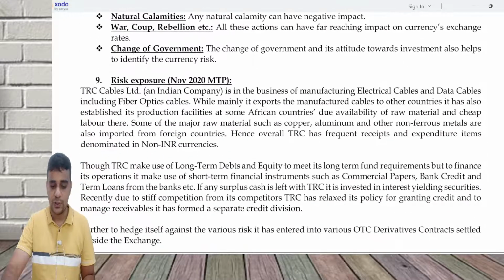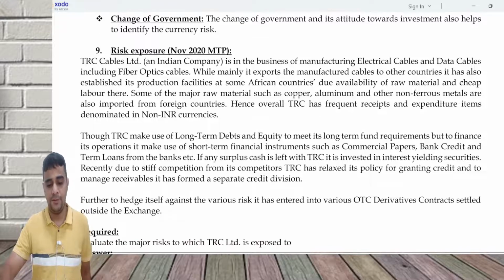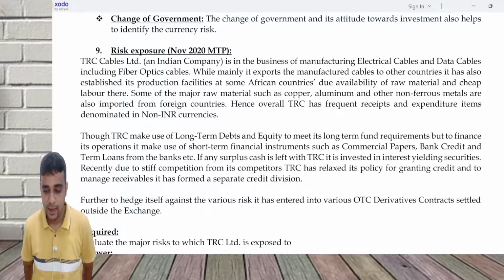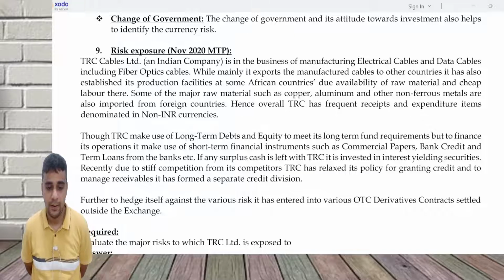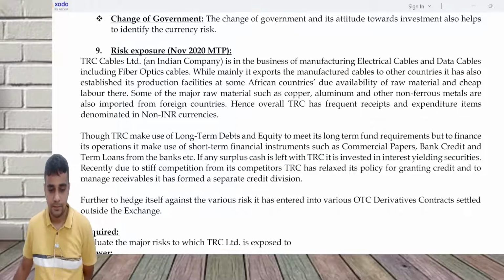Last question, risk exposure. It is more like a case study. I'll give a minute or two for you to read this first. Read this and then I'll start explaining. Go through the question.